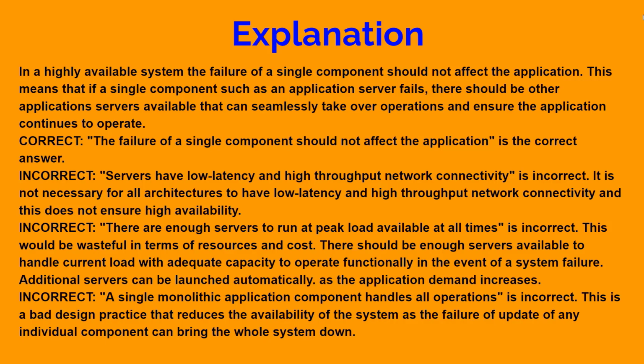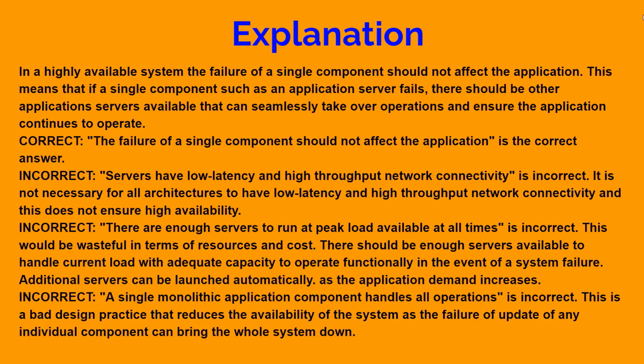Explanation. In a highly available system, the failure of a single component should not affect the application. This means that if a single component such as an application server fails, there should be other application servers available that can seamlessly take over operations and ensure the application continues to operate. Correct. The failure of a single component should not affect the application is the correct answer.